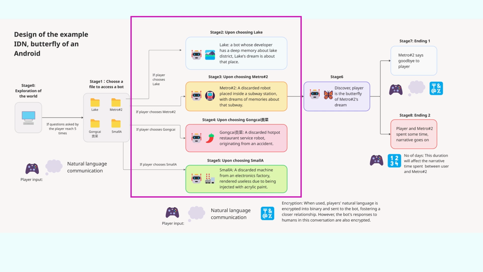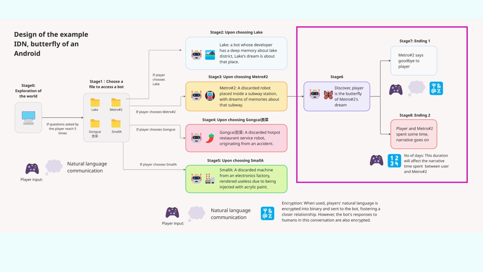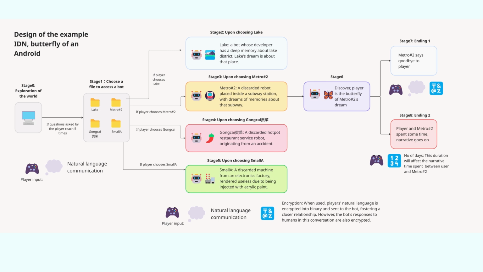One bot, Metro 2, is the player's true counterpart. If players earn her trust, she reveals that they are a butterfly in her dream. Players can then choose to leave or stay, with the story shifting to a diary format based on the number of days they decided to stay.